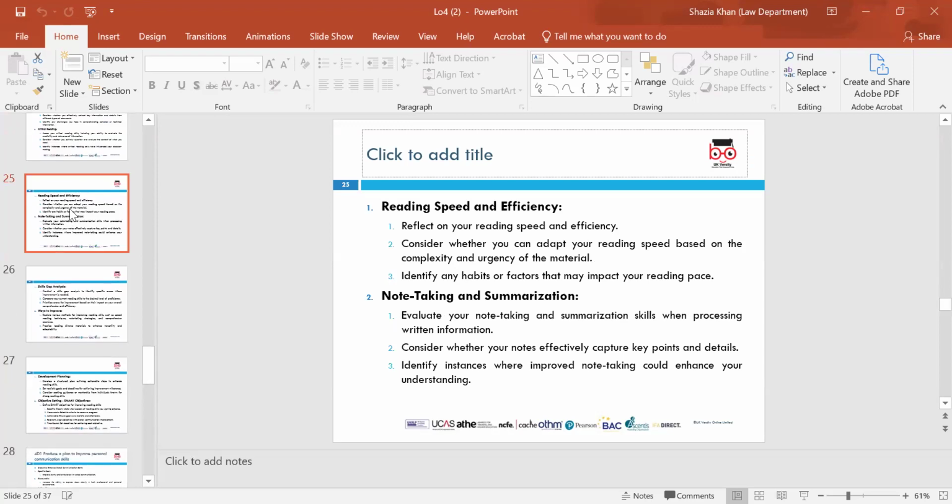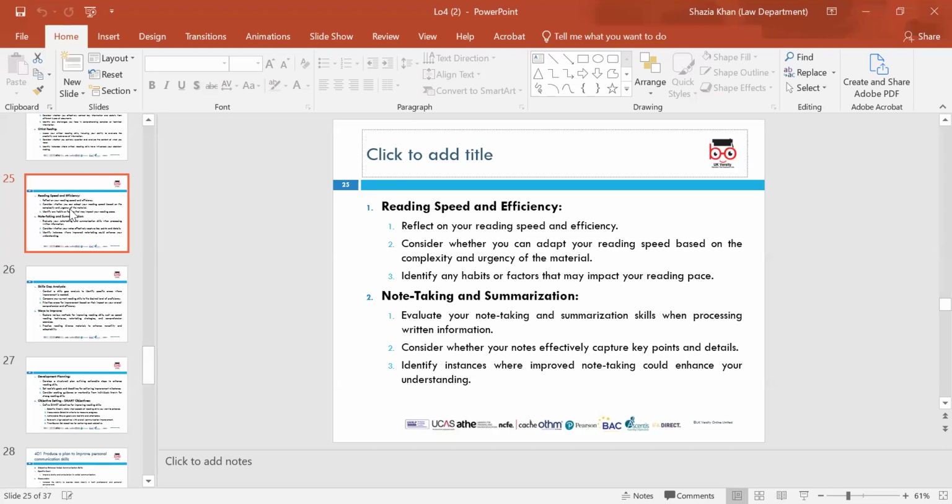Reading speed and efficiency. Reflect on your reading speed and efficiency, as this has a big impact on how you read and the speed you read at. Consider whether you adapt your reading speed based on complexity and urgency of the material. Identify any habits or factors that may impact your reading pace.